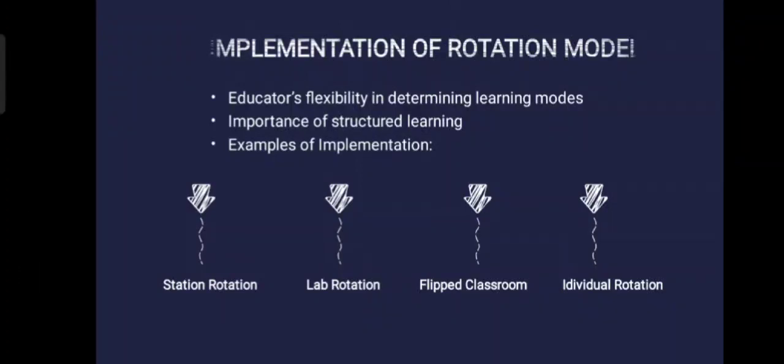So we already discussed these things. Station rotation involves students moving through different learning modalities on a fixed schedule, while lab rotation requires students to go to a computer lab for online learning. The flipped classroom model has students learn online material outside of class time and then apply what they have learned in class. And individual rotation allows students to customize their learning paths based on their needs. So these are the implementations of the rotation model in a classroom.